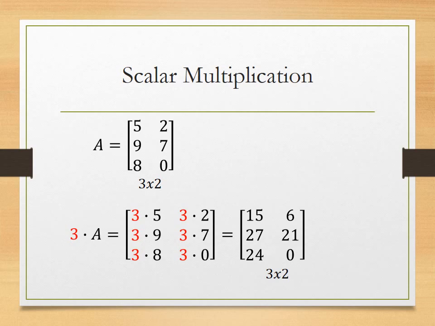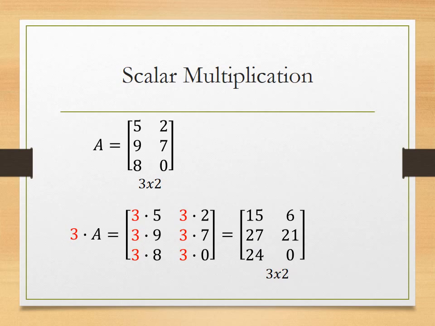Now we're going to look at an example of scalar multiplication. We are going to work with matrix A, which is a 3 by 2, 3 rows, 2 columns, and it has elements 5, 2, 9, 7, 8, 0. And we are going to multiply it by the scalar or constant 3. So we're just going to take that 3 and multiply it to each element in the matrix. Instead of 5, we have 3 times 5. Instead of 2, we have 3 times 2. Instead of 9, we have 3 times 9, etc. So instead of 5, 2, 9, 7, 8, 0, we have 15, 6, 27, 21, 24, and 0.